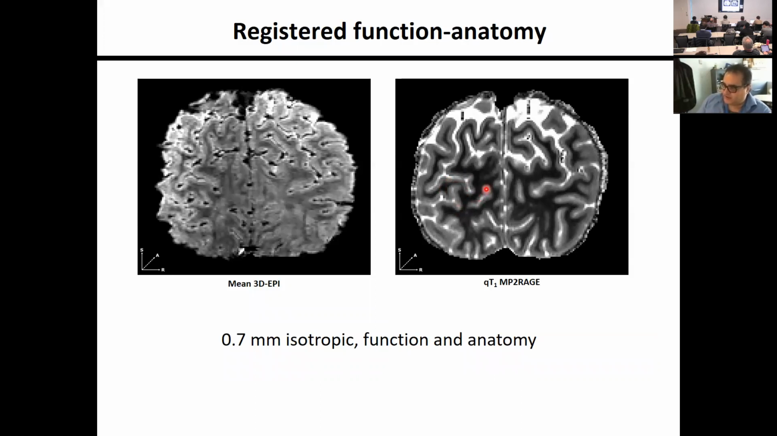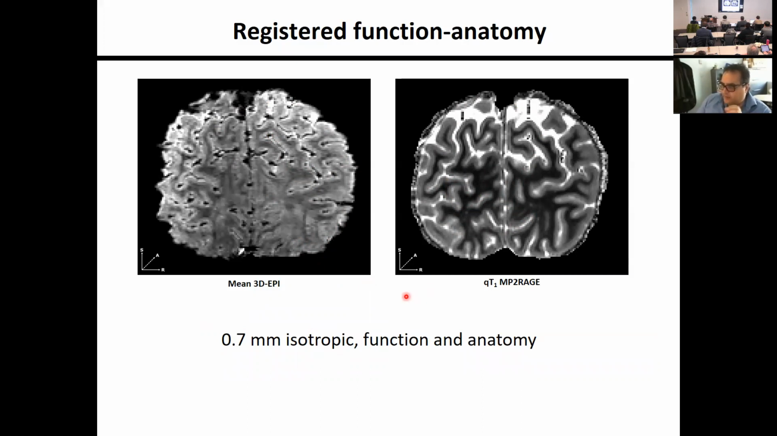And the idea is, as in standard resolution MRI, to do segmentation on the anatomy, do registration to the functional, and then get the gray matter information from the functional data. So this is 0.7 millimeter isotropic.